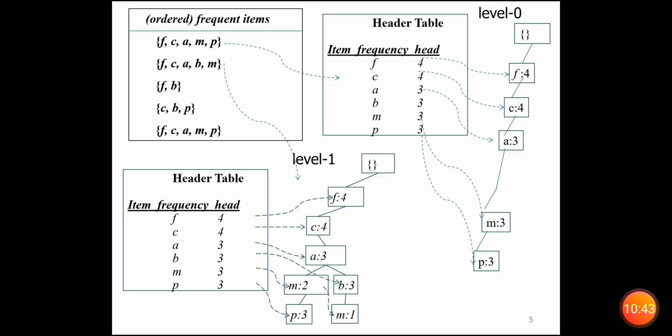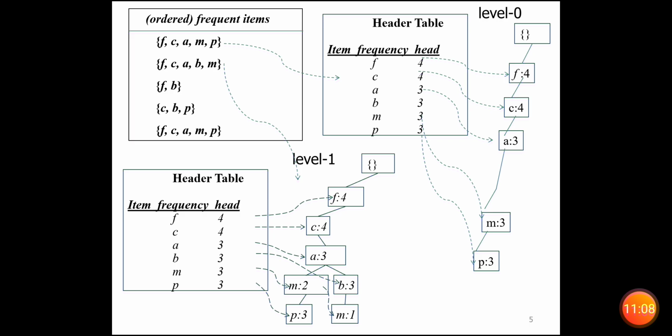I will repeat. In the ordered frequent items, the first transaction is FCAMP. The FCAMP will be converted into nodes and will be connected with the empty, the root node, in level 0. So all the nodes are linked and given in some order.